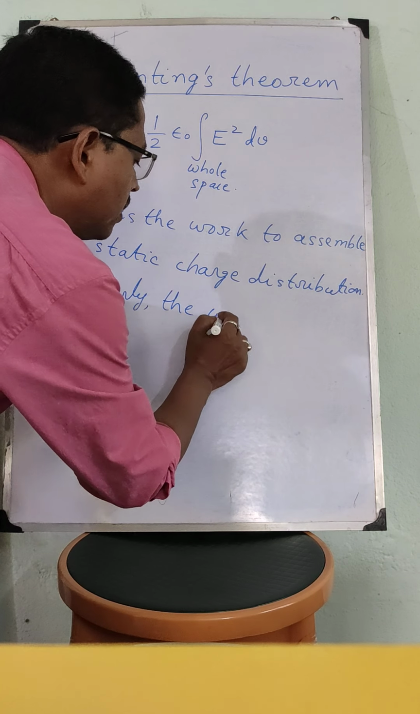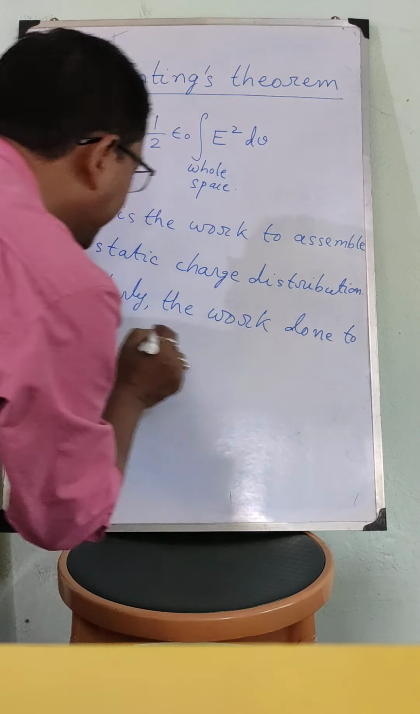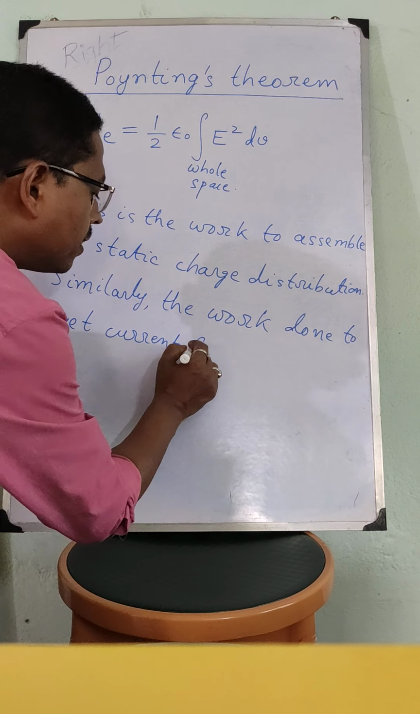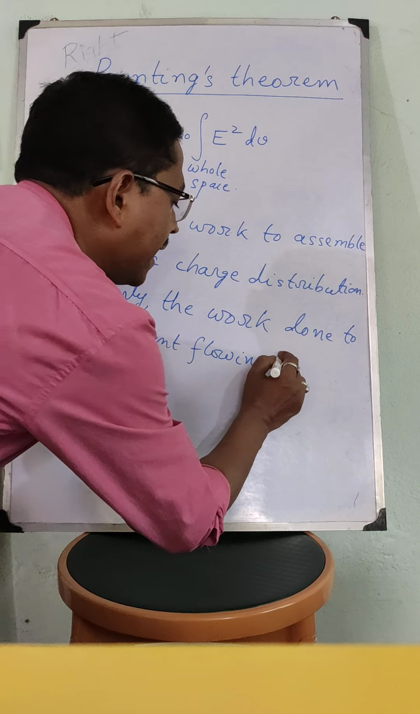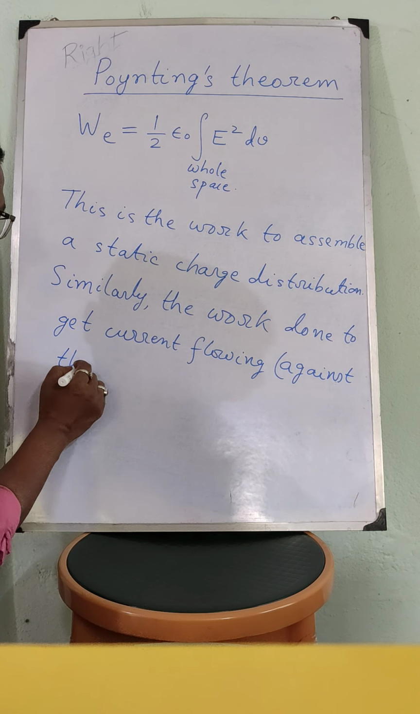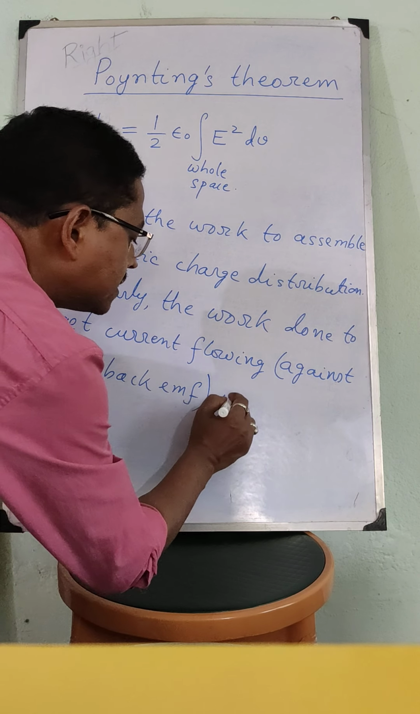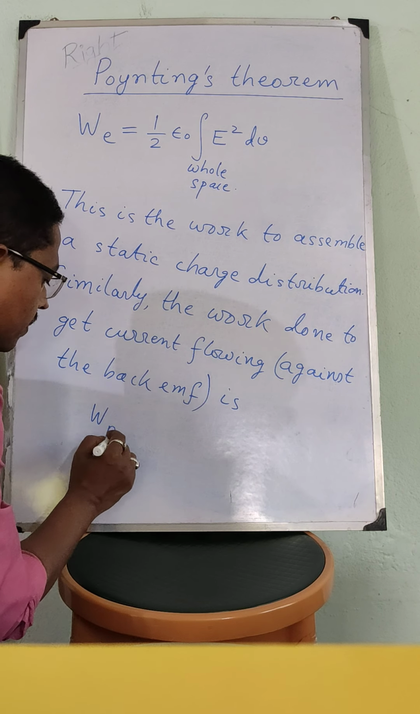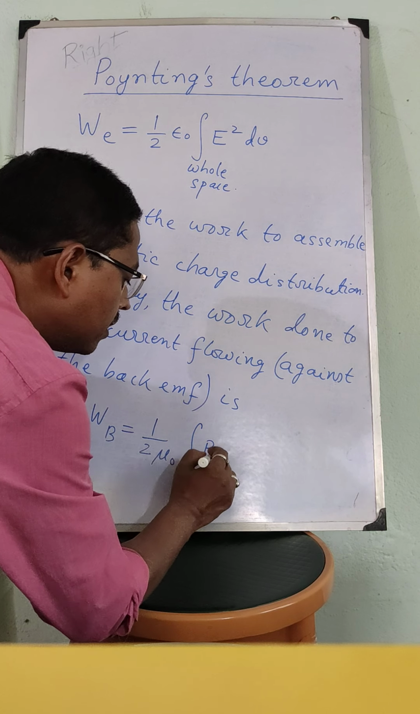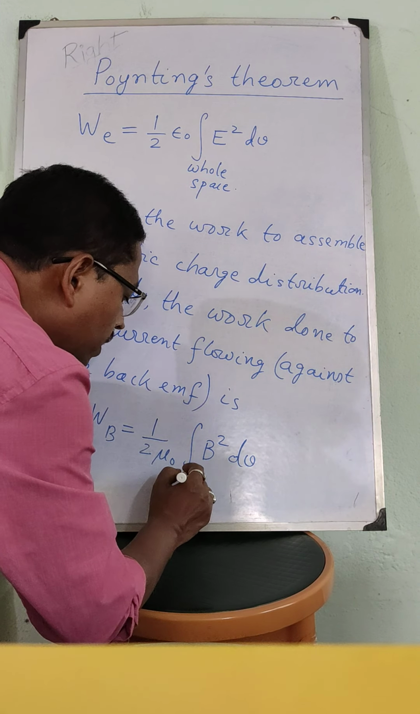Okay, now similarly the work done to get currents flowing against the back EMF is WB, is equal to 1 by 2 mu 0 integration B square dV. This is also over whole space.